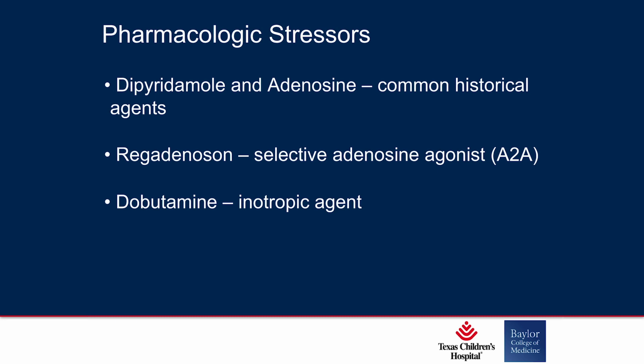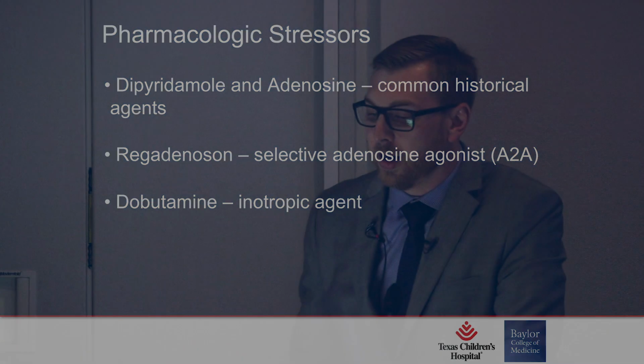So in terms of our own institution, we primarily use either regadenoson or dobutamine, and I can go a little bit into the advantages of each of these, but we use those in select populations depending on what our hypothesis of the pathophysiology is. Again, if you think about the pathophysiology of coronary artery disease, which is where we're taking all of our literature basis, this is obviously very different in terms of what we typically see in pediatrics.